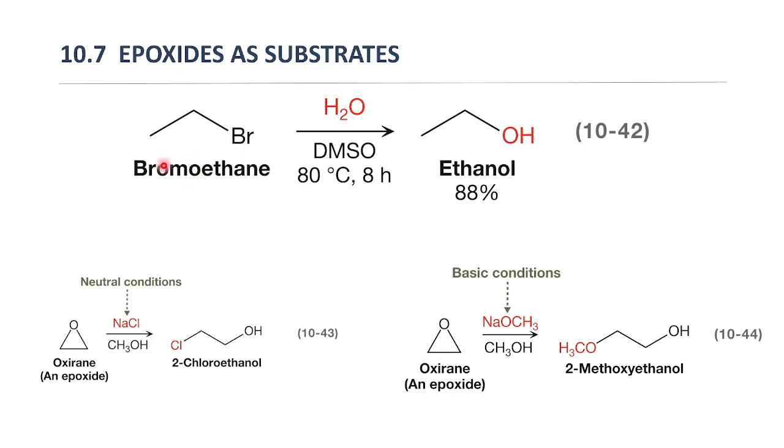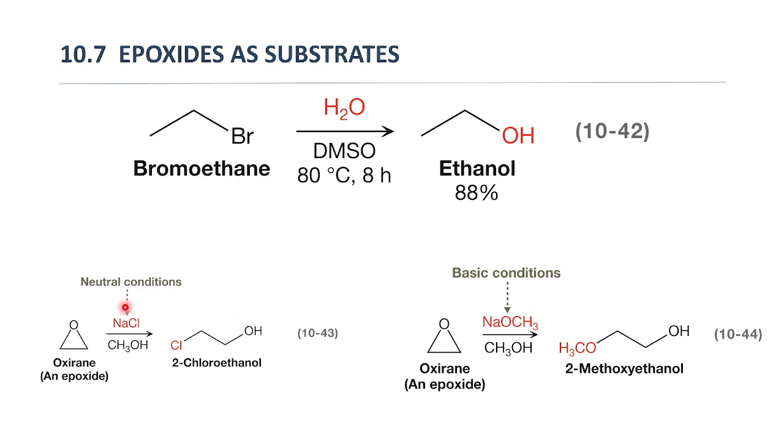And so this right here is bromoethane going to the alcohol. Normally that'd be very difficult to do under these sort of conditions in any controlled manner. But H2O with DMSO as the solvent at 80 degrees Celsius, 8 hours, actually will give you 88% ethanol. And remember, when we did this before, we had found that it is actually quite difficult to attack the carbon on a bromide with something like a water.